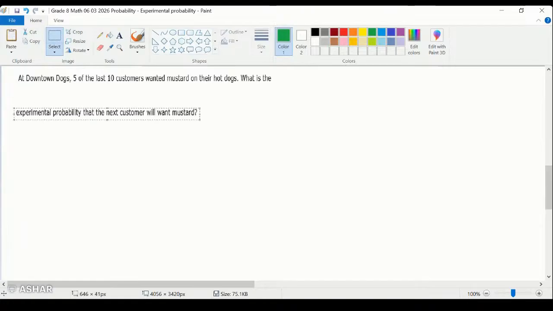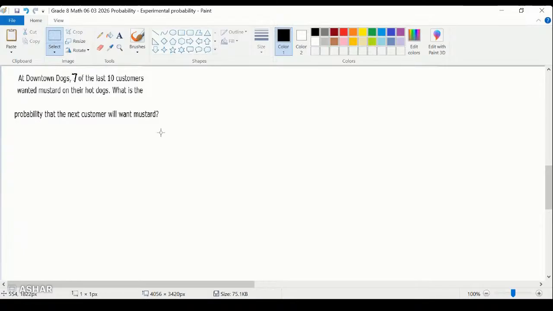If I say 7 out of the last 10 customers wanted mustard. What is the experimental probability? Or they use the words, what is the probability? It's exactly the same, does not make any difference. Okay.